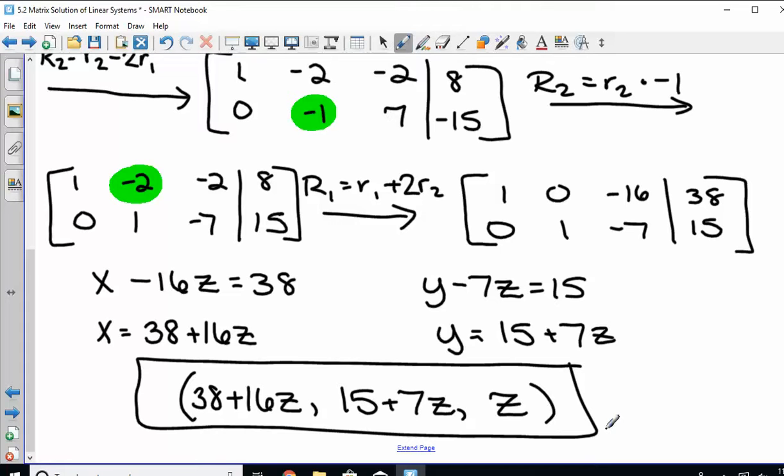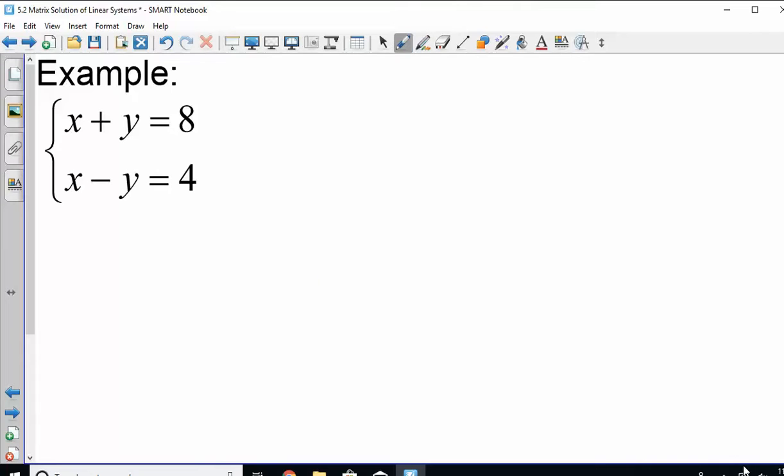All right, any questions there? What did you guys do a problem? I'll go back and I'll give you guys a nice one this time. See how far we got. So our matrix should be 1, 1 equals 8, 1, negative 1 equals 4.